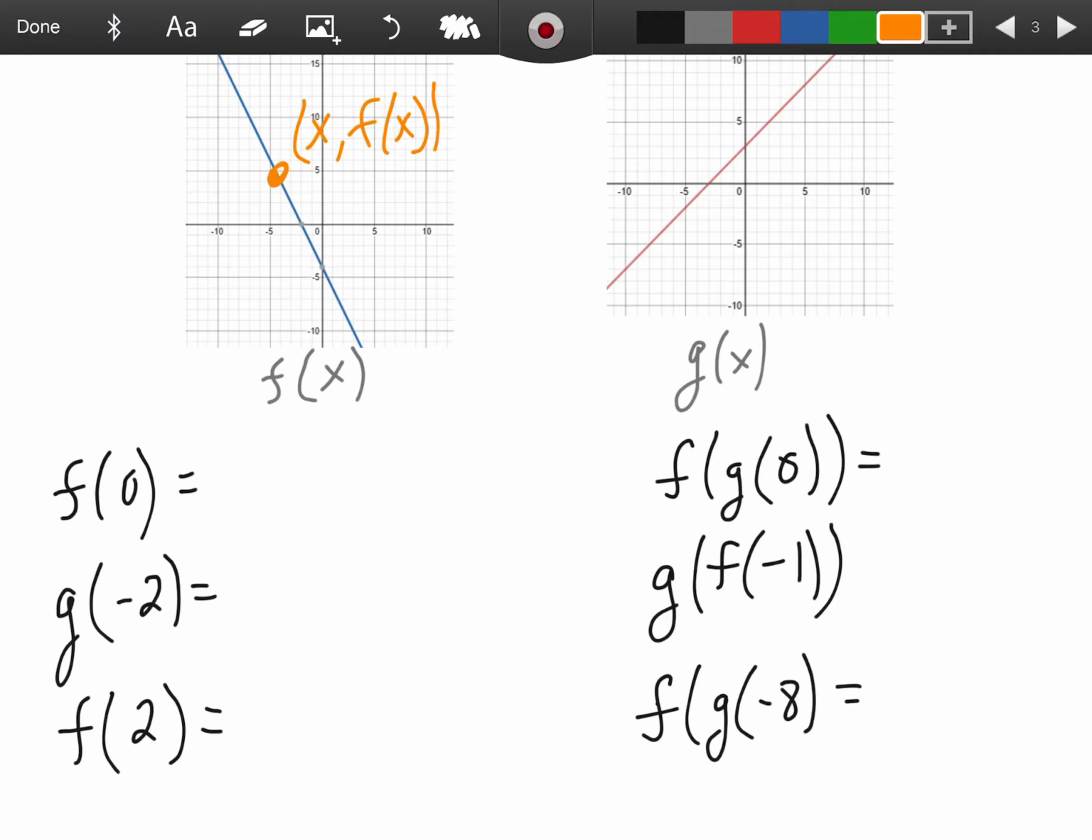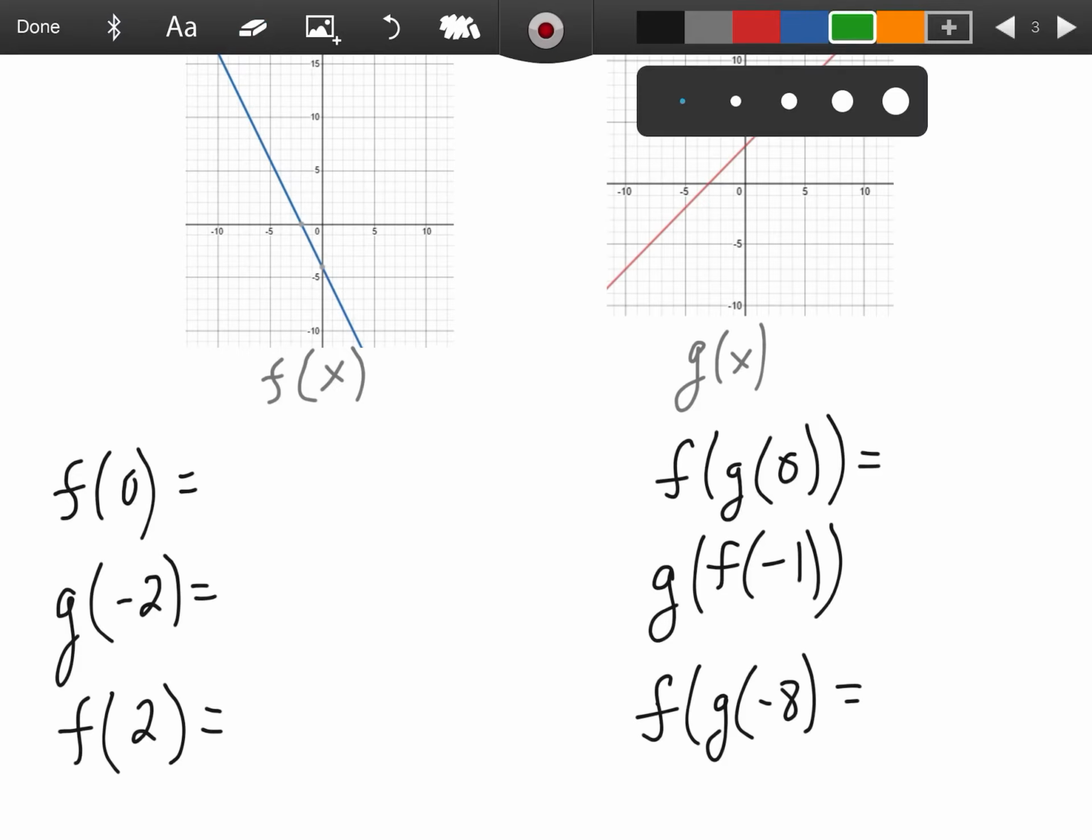So like right here, this is the point, and that's going to always happen. If this is the point 5, comma 8, what that is telling me is that g of 5 is equal to 8. So this 8, when the function is evaluated at 5, if I plug in 5, I'm getting out 8. So that's what each of these points on the graph is telling me. So f of 0, I can see that this point down here is 0, -4. So f of 0 must be -4.